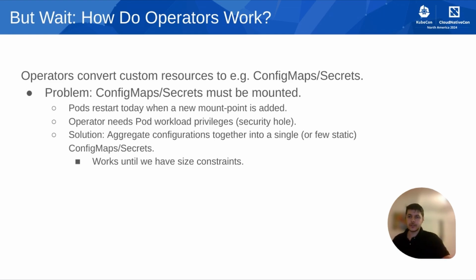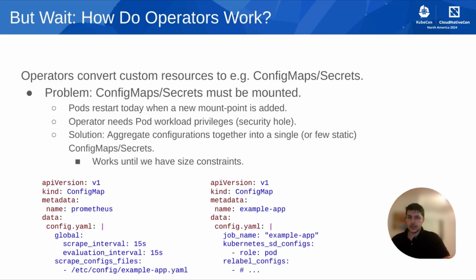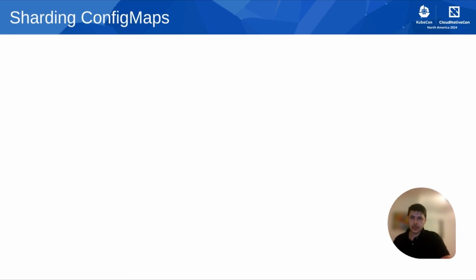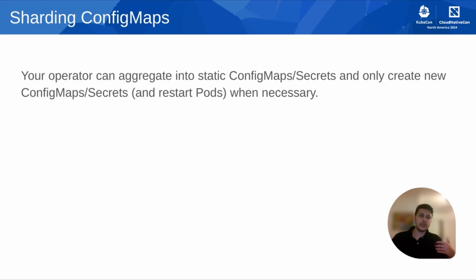And again, that works until we have the size constraints. And this is sort of what an example would look like. So one solution to the size constraints is actually sharding some of these config maps. So for example, you can aggregate all the configs into a single config map, and then when you exceed that size, you can create another one, and then you can mount that, and then that sort of minimizes how frequently you have to mount.